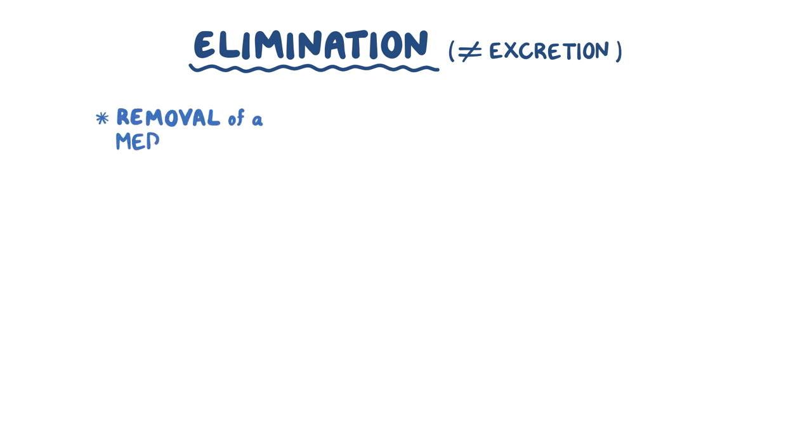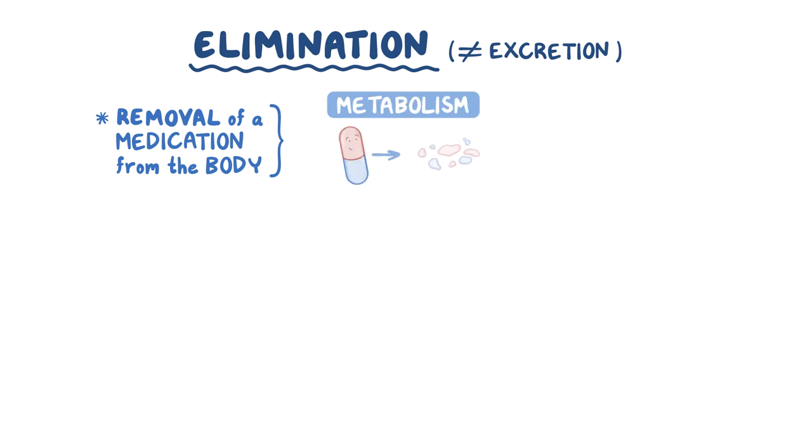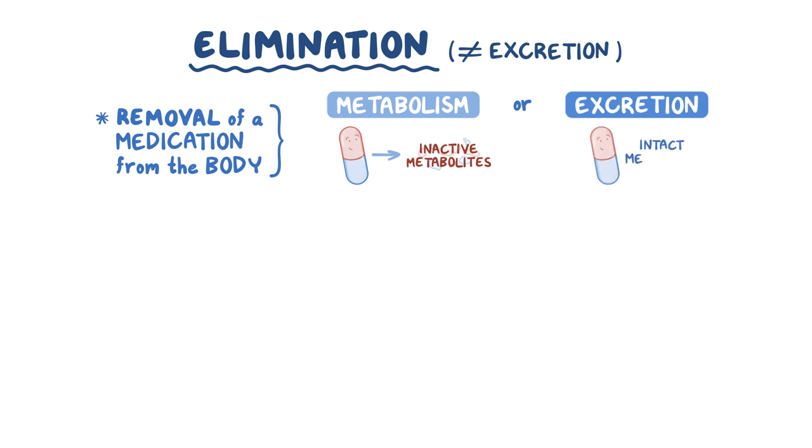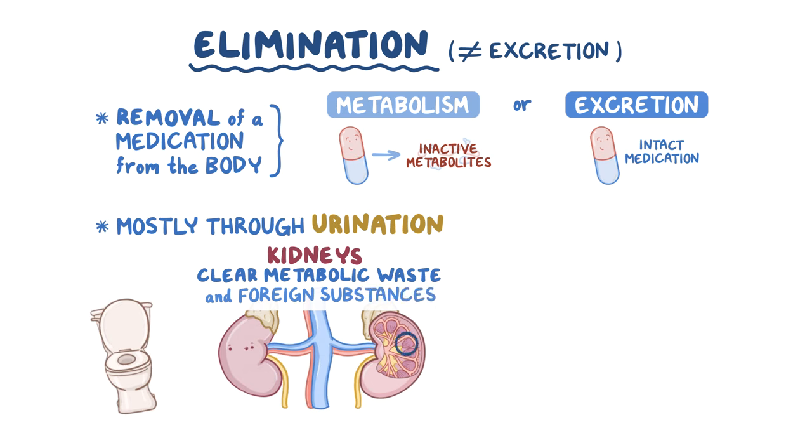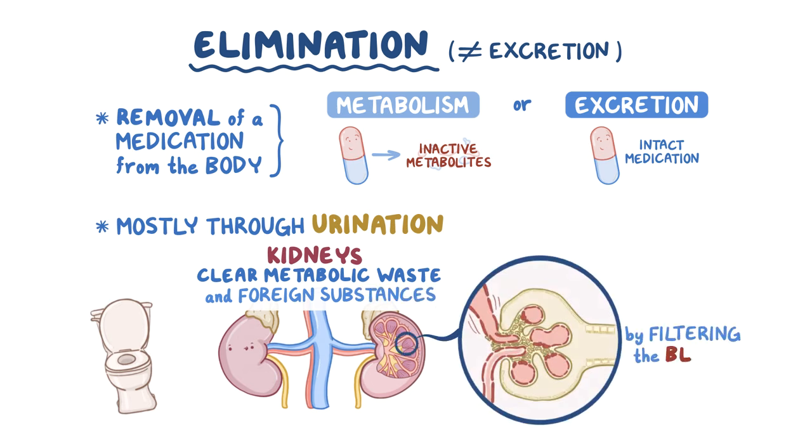Now let's focus on a process called elimination, which is often confused with the process of excretion. Elimination is the removal of a medication from the body. This can be accomplished through metabolism, where the medication is broken down into inactive metabolites, or through excretion, which is when the intact medication is transported out of the body. This can happen through a number of ways, but the most common route is through urination. The major function of the kidneys is to clear metabolic waste material and foreign substances, like medications, from the body by filtering the blood.